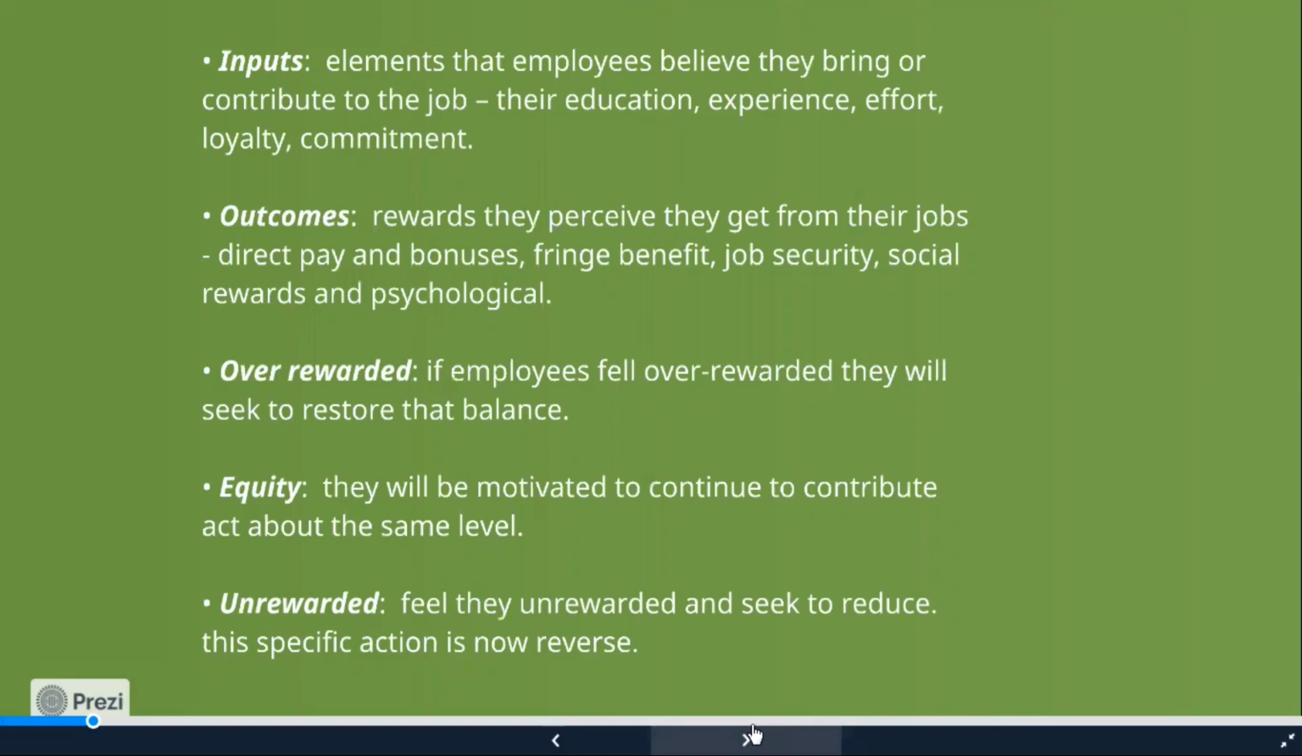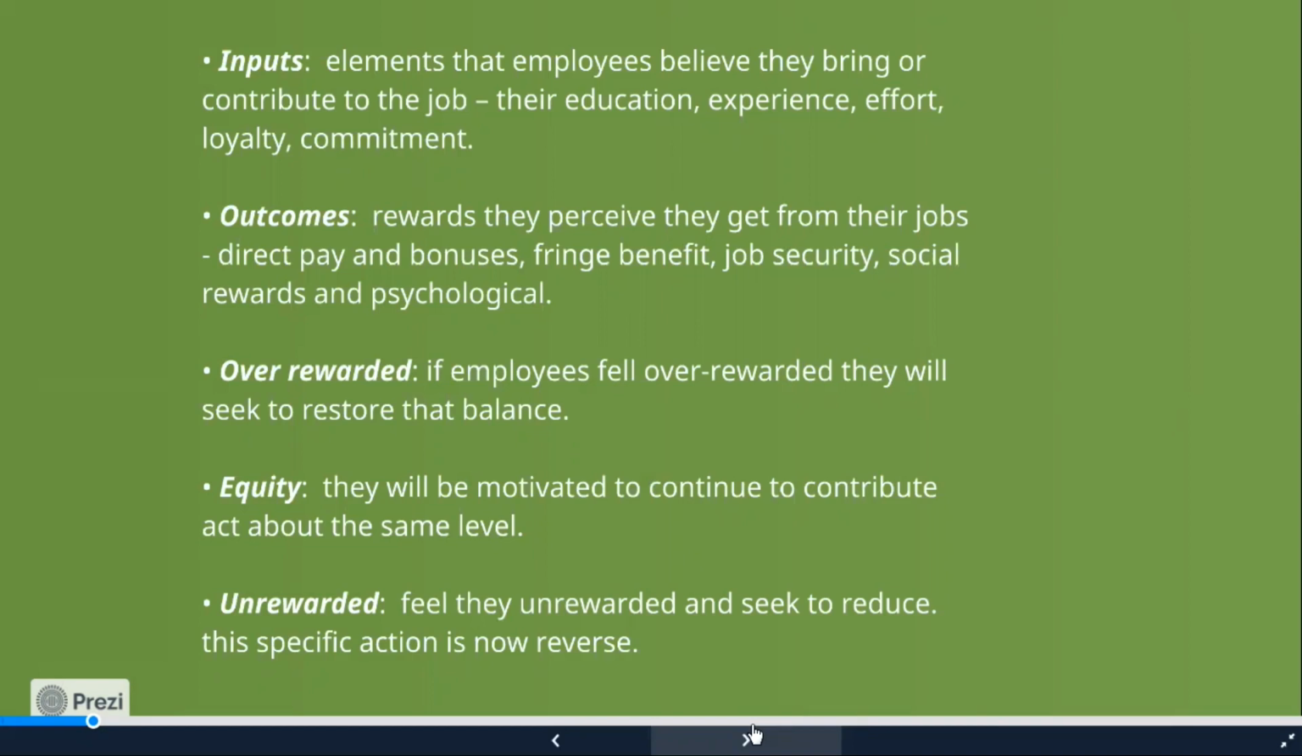Let's take a look at the unrewarded part. It means, I give you so much, but I am not getting enough. So I may not work hard for you. Equity, what I give you is returned by you equally. So I may maintain the same level of effort. Take a look at the over-rewarded. Now, I feel that you are paying me more than I deserve, something like that, right? So then I might feel like working extra for you, perhaps increasing the quality of the work, rather than the quantity of the work.